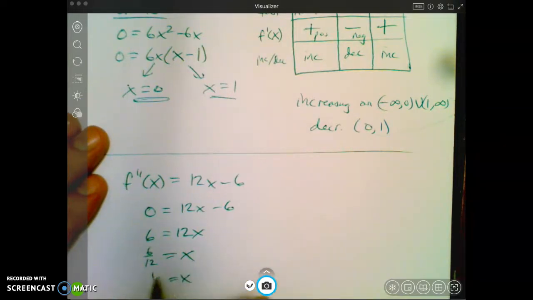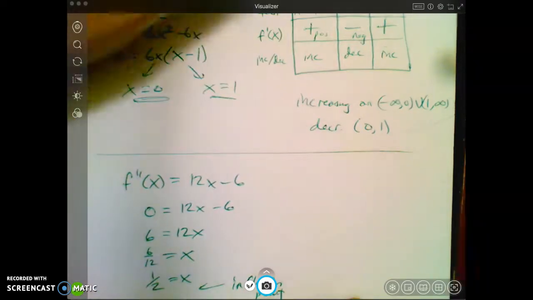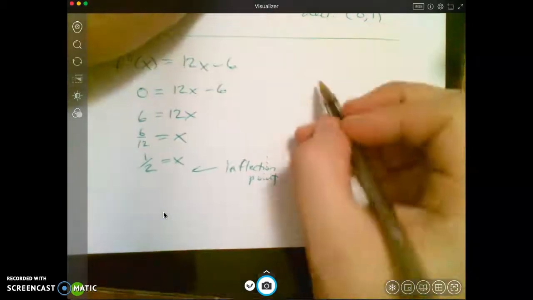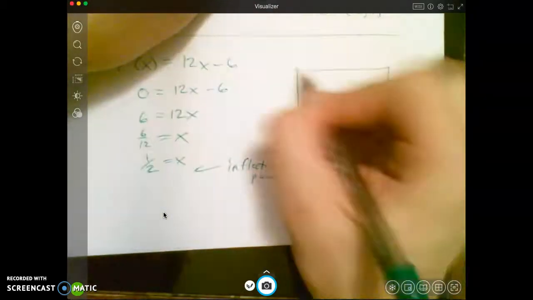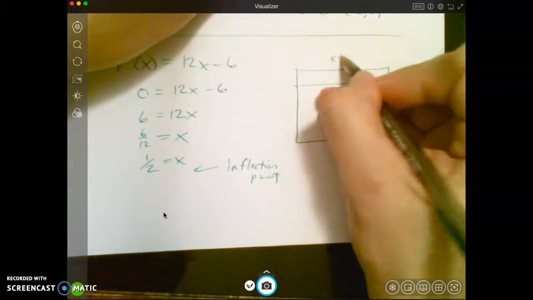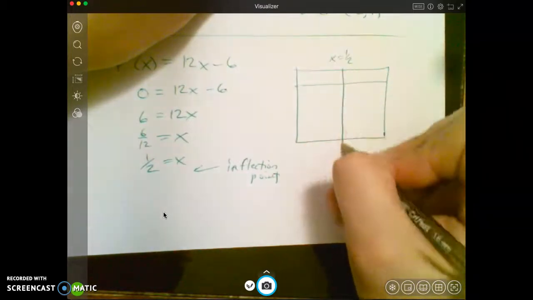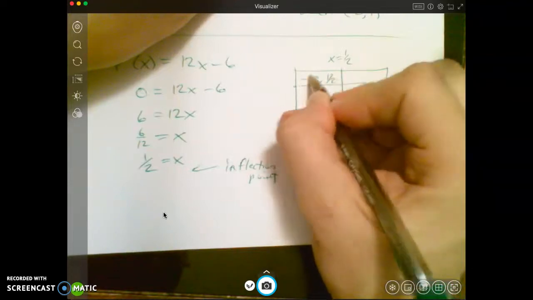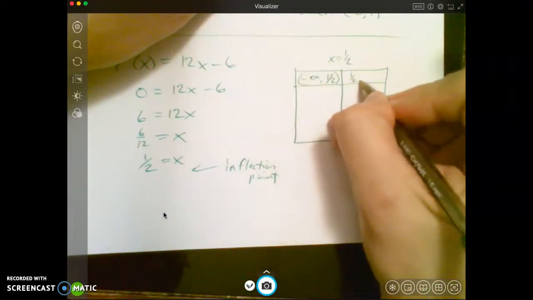What special point is that? The special point is an inflection point. If you can find when your second derivative is 0, you found an inflection point. So we can make a similar table, but this one only has to split at x equals 1/2. So I can go from -infinity to 1/2 and from 1/2 to infinity.